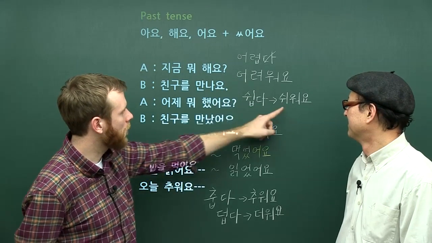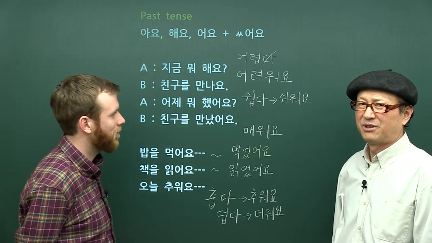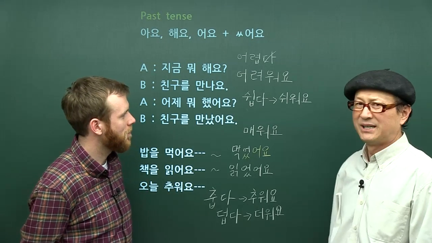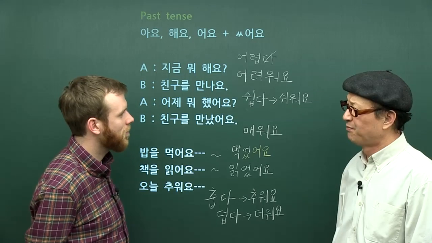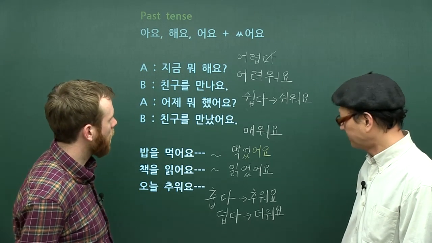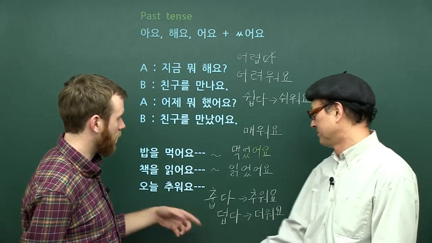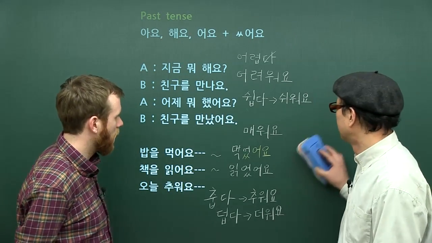And 어려워요, 쉬워요. 어려워요, difficult. 쉬워요, easy. Right. All right. So those are a couple of examples of 비읍 irregular verbs, these kind of exceptions.